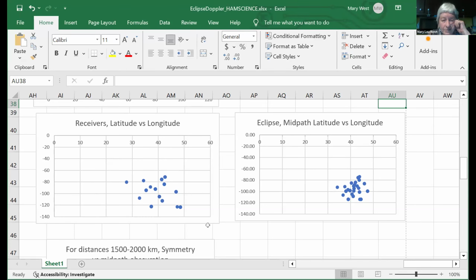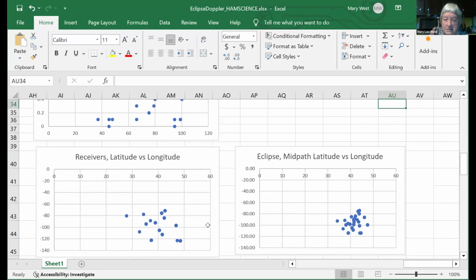But the one on the left is the receivers, where they are in the United States. The United States is a blob kind of around where these points are. And then the picture on the right is the mid-path latitude and longitude between each of these people and either WWV or CHU. And what it does is it just makes it smaller. So it's the same picture, smaller, because they're closer. It's a midpoint, it's not a whole thing. And that's the one that makes some real sense. But then we have others that make no sense at all.